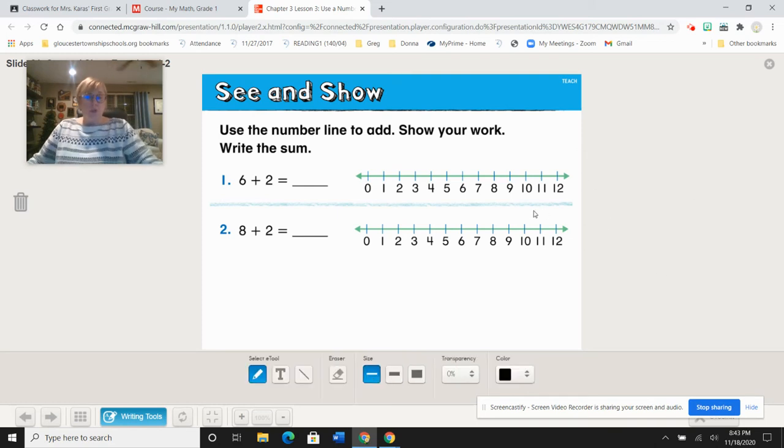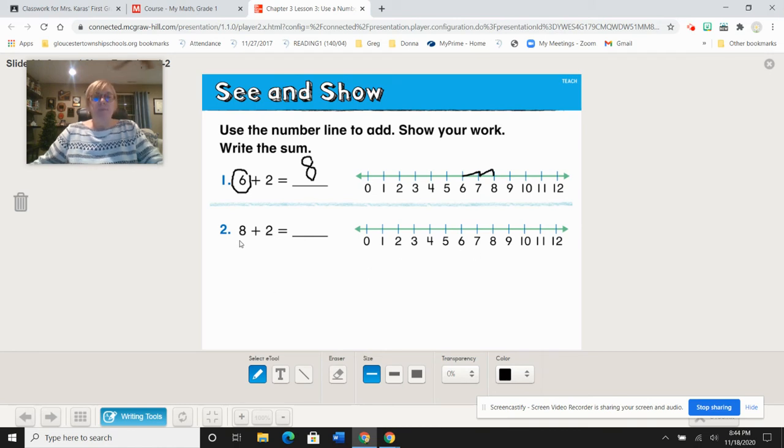So here we go. Let's try it. Use the number line to add, show your work, and write the sum. Once again, here's the largest number. That's where we're going to start, number 6, right there. How many am I counting on? 2. Am I counting yet? No, because I'm not moving. Now, ready? Don't count yet. I didn't move. Okay, ready? 1, 2. So what's my sum? The number 8. Yes, that wasn't probably the best way of counting, but you notice I still got there.